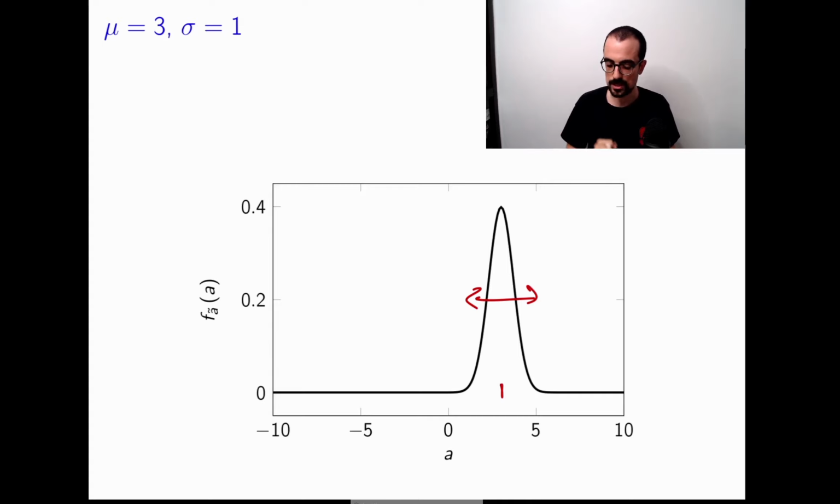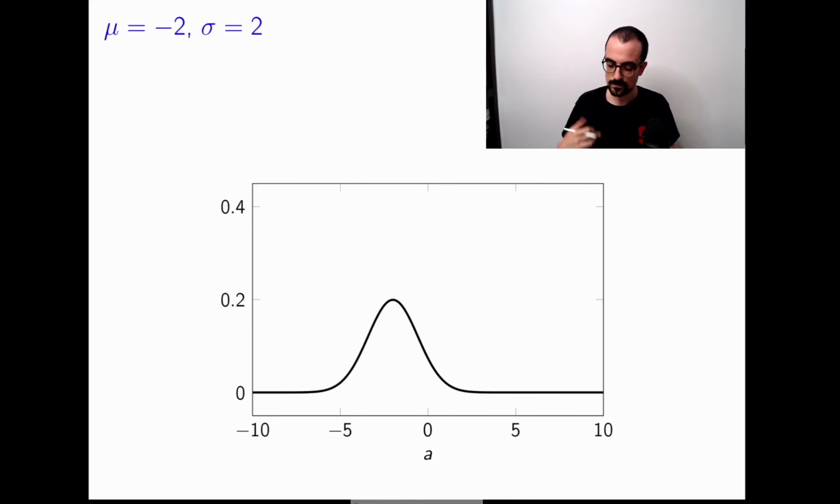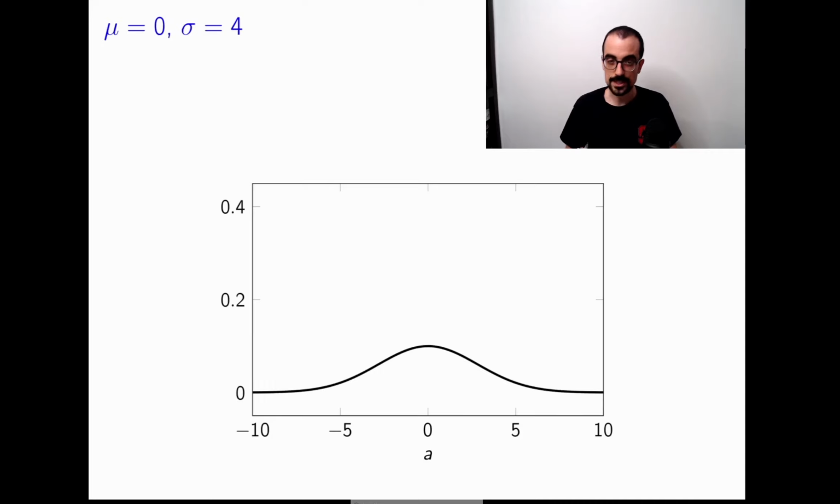This is an example where mu is equal to 3 and sigma is equal to 1. If we make sigma larger, we make the density fatter, and mu just shifts it. So here it's centered at -2. Here it's centered at 0, and it's really fat because sigma is equal to 4.